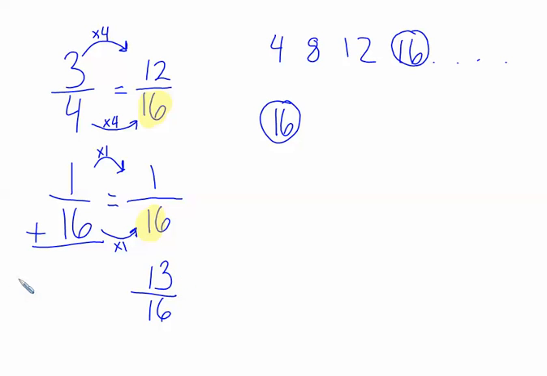And that means that the only way you can get 13 is multiplying 1 times 13. There are no other factors you can multiply together to get 13 as a product. So 13 16ths is the answer to that one.